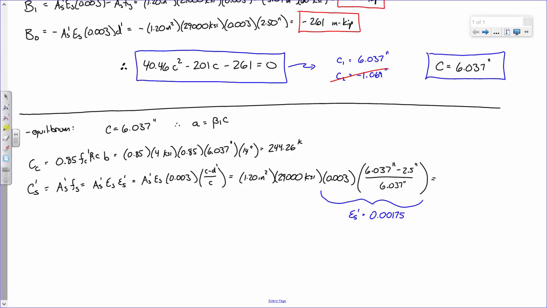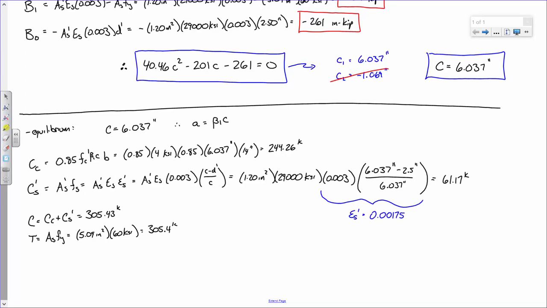Anybody got an answer for this? 61.167, so 61.17. Everybody okay with that? Now, let me ask you this. If you added up those two, what do you get? 305.43 kips. All right. Now, what's the tensile force? It's As times Fy, and so what is As? 5.09. What does that come out to be? 305.4. Everybody good on that?